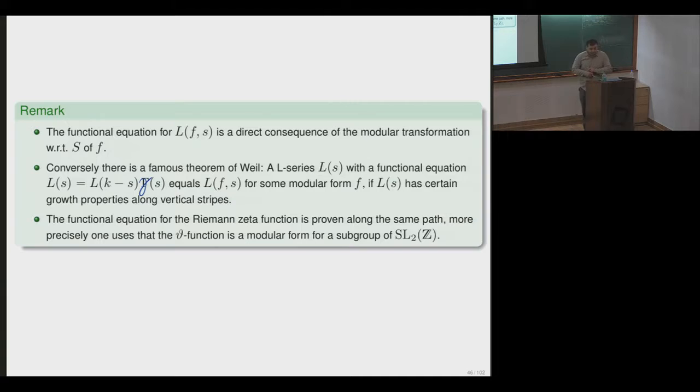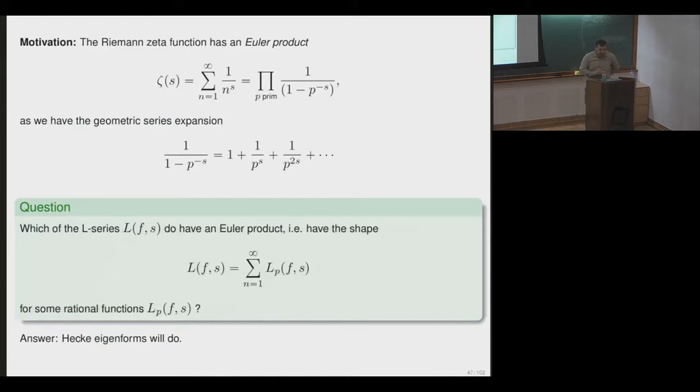And again, the prototype of an L series with functional equation is the Riemann zeta function. And actually, this is proven by using the modularity property for the theta function. Okay, so you have these nice L series. And the point is that if you have an L series, you think of the Riemann zeta function. And I hope everybody knows that the Riemann zeta function has this Euler product.